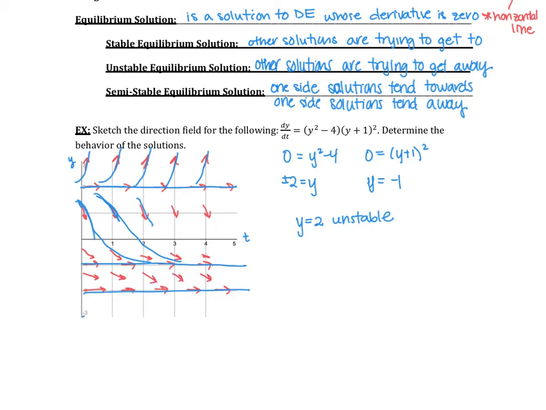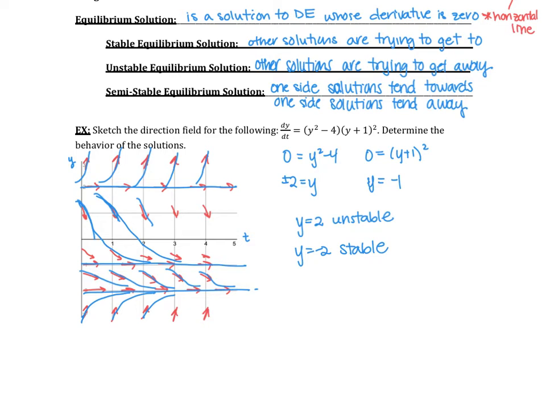And then let's plug in something like negative 3. If we plug in negative 3 up here, we would have 9 minus 4, and we're back to where we started, where we have that really steep positive direction field. And what we can see here is that these graphs are going to curve towards this. And this is curving towards this. Okay, so we're going to call when y equals negative 2 stable because all of the solution curves are coming towards it from both directions.